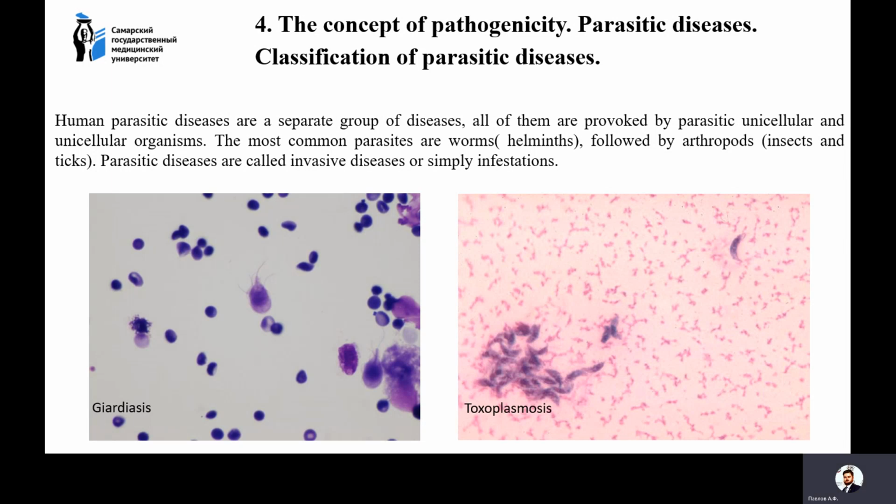Human parasitic diseases are a separate group of diseases. All of them are provoked by parasitic unicellular and multicellular organisms. The most common parasites are the worms, helminths, followed by arthropods, insects, and ticks. Parasitic diseases are called invasive diseases or simply infestations.